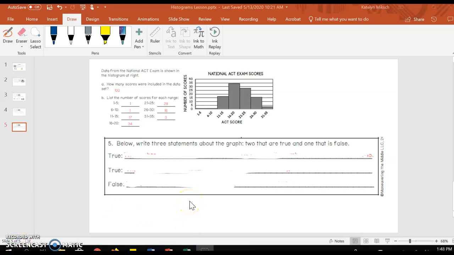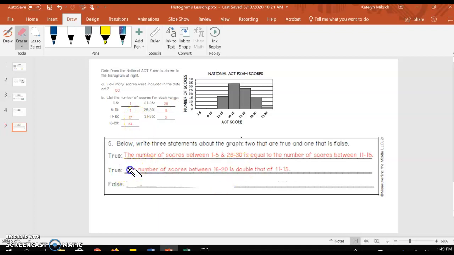Okay, this is one of those things where there are so many different possibilities that could be correct, but let's take a look at the examples that they have here. So for a true statement, they have the number of scores between 1 and 5 and 26 and 30 is equal to the number of scores between 11 and 15. So for 1 and 5, we have 1 score, and then 26 to 30, we have 16. 16 plus 1 is 17. And then for 11 through 15, we have 17. So that would be a true statement.